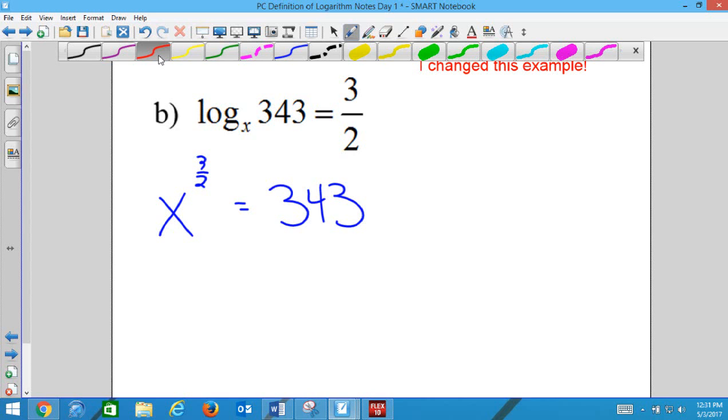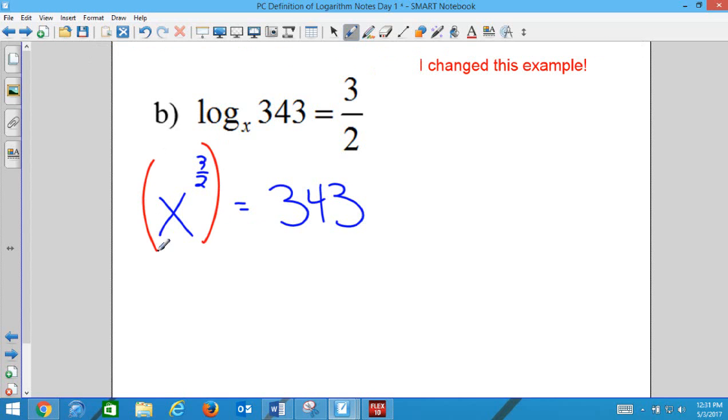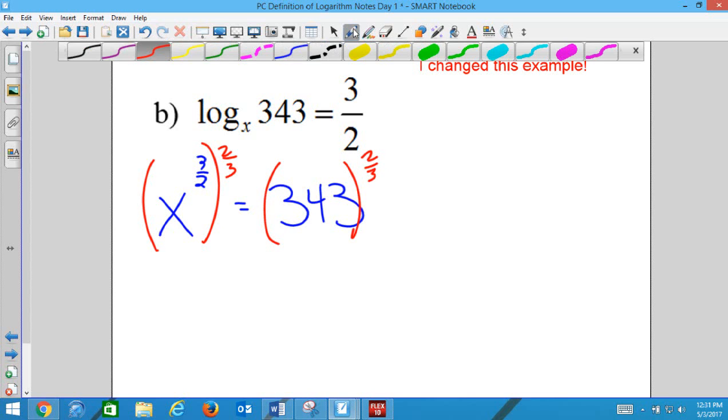Okay. So this is square root and cube. If we cube root and square, that undoes this. So what we're really going to do is raise this whole side to the 2/3 power. And if we do it to that side, we're going to do the other side. When I raise a power to a power, I multiply my exponents. And so that's going to give me x to the first over there.